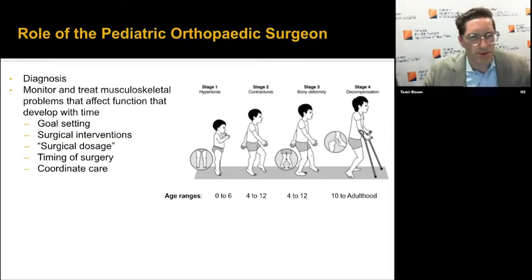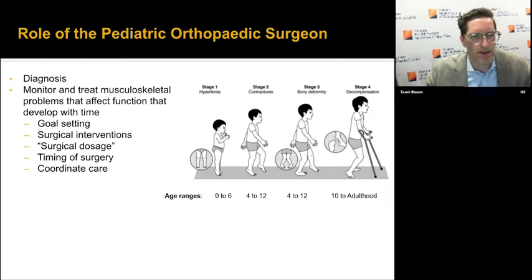So what is the role of the pediatric orthopedic surgeon? We do have a role in helping the pediatricians and neurologists in terms of making the diagnosis early on in life, which can be challenging, particularly in less than 2 years of age. What I'll talk about mostly is the orthopedic problems. So our role is to monitor and treat these musculoskeletal problems, particularly those that affect gait function and that develop over time.